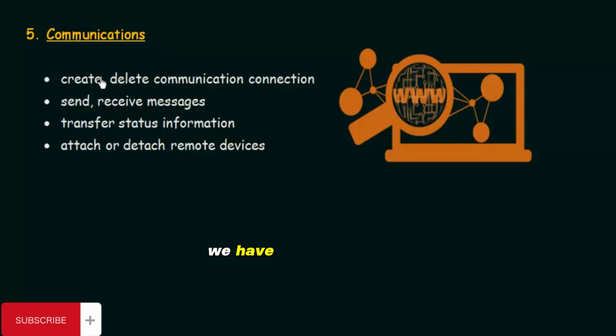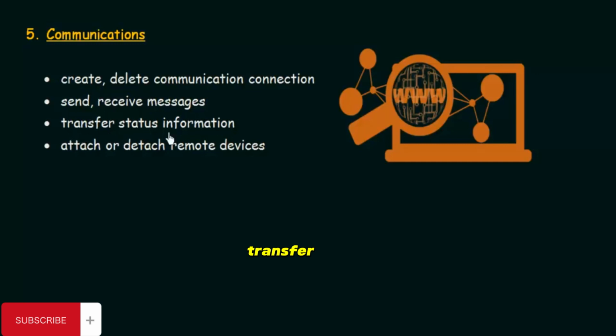For example, we have create or delete communication connections. When two processes are going to communicate with each other, there needs to be a connection between them. So we need to create the connection, and after the communication is complete, we need to delete the connection. For creating and deleting the communication connection, we need system calls, and this is an example of that. Then we have send or receive messages. As the processes communicate with each other, they may need to send or receive messages from each other. This is another example of a system call.